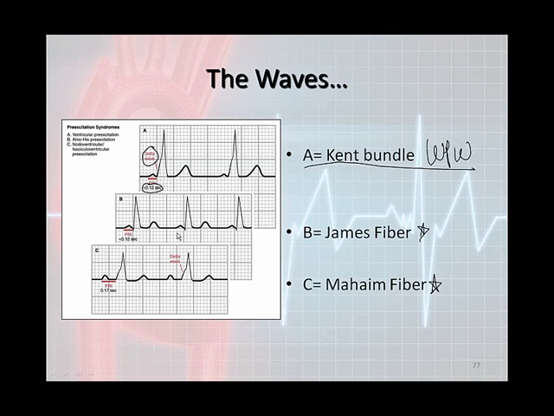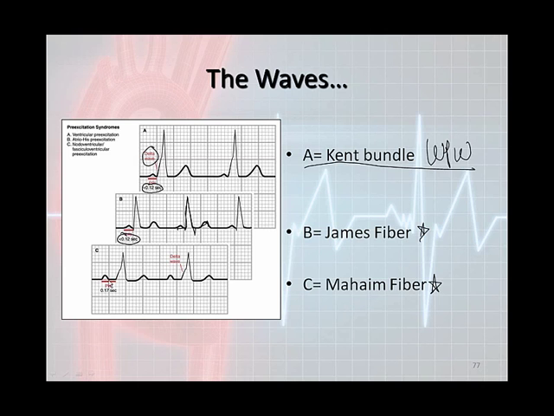A James fiber, you're actually going to have a shortened PR interval, no delta wave. It's going to look like a normal QRS and T wave right after that, but you're going to have a shortened PR interval. Remember, it is junctional until proven otherwise. Don't automatically assume that if you have a PR interval less than 0.12 seconds that it could be a James fiber as well. Always assume it's junctional until proven otherwise.